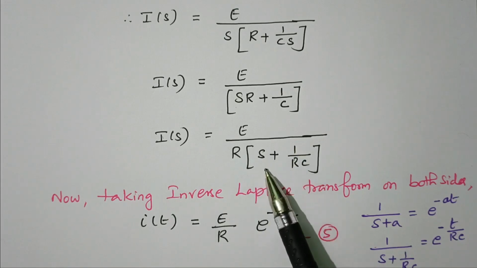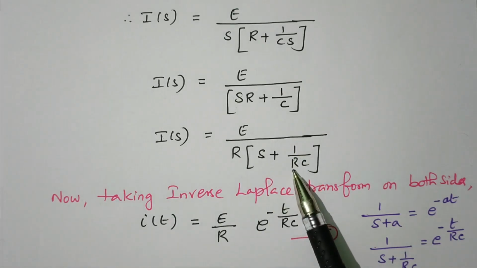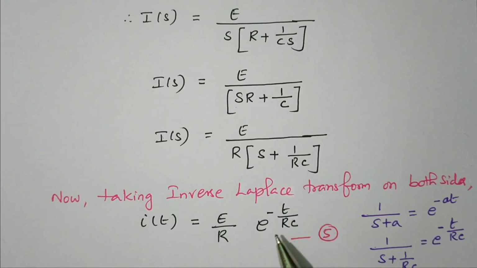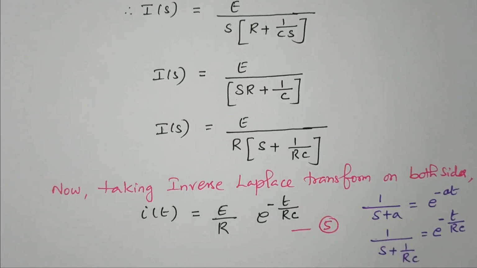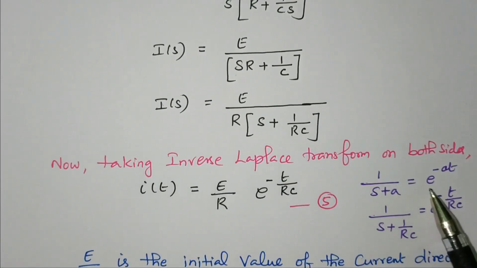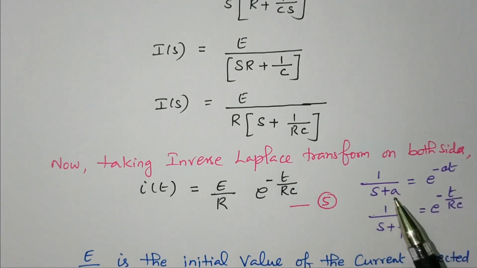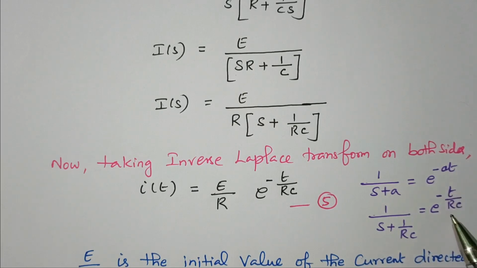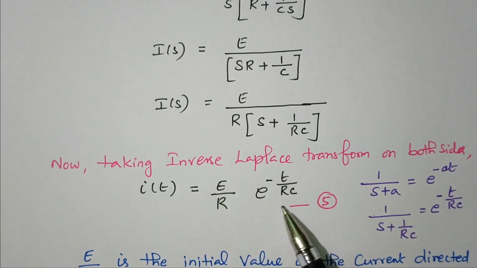The inverse Laplace of 1 divided by s plus 1 by RC is e power minus t by RC. That is based on this value: 1 divided by s plus a equals e power minus at. Here a is nothing but 1 by RC, so that e power minus t by RC. Right. So finally we got i(t) equal to E by R e power minus t by RC.